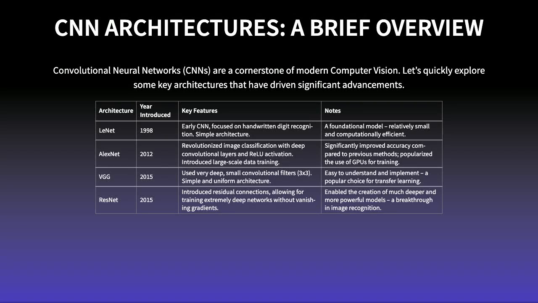Okay, so let's zoom in on CNN architectures. These are essentially how we teach computers to see images. We started with LeNet back in '98, which was a really early attempt at recognizing handwritten digits. Then came AlexNet in 2012. This is the model that really kicked off the deep learning revolution in computer vision. It used a lot more layers and benefited massively from training on huge datasets. VGG models followed with their simple, uniform design, making them very popular for transfer learning. And finally, ResNet in 2015 introduced a clever trick: residual connections that allowed us to build much deeper networks without running into problems with vanishing gradients. It's like giving the network shortcuts to help it learn effectively.